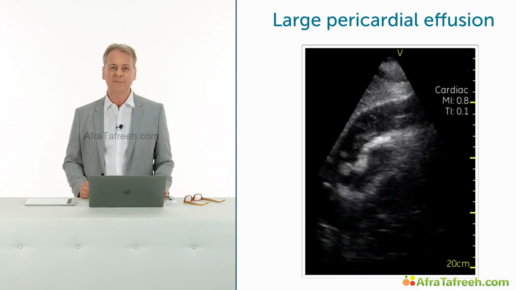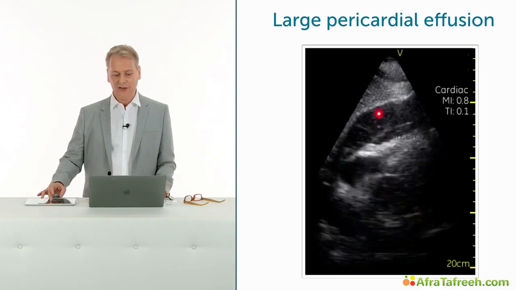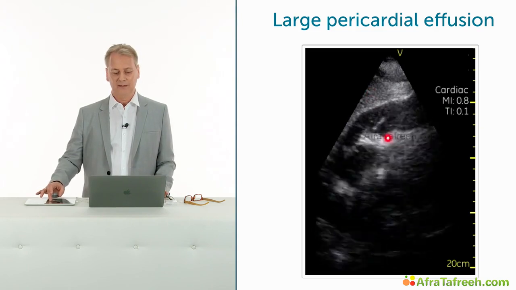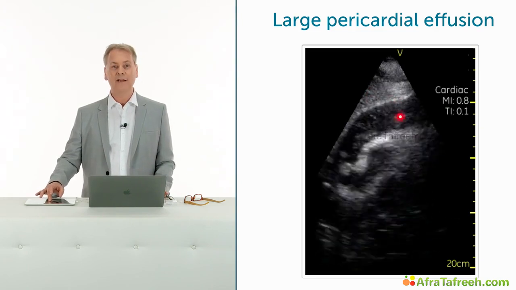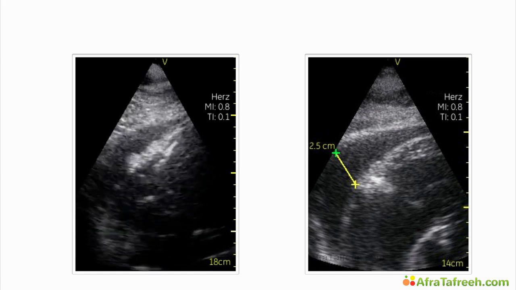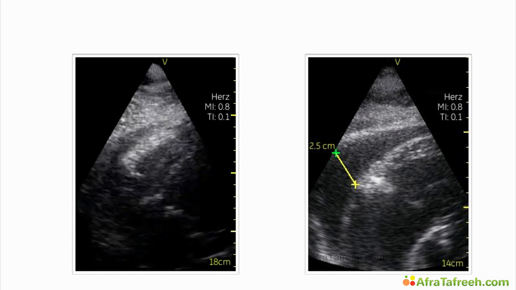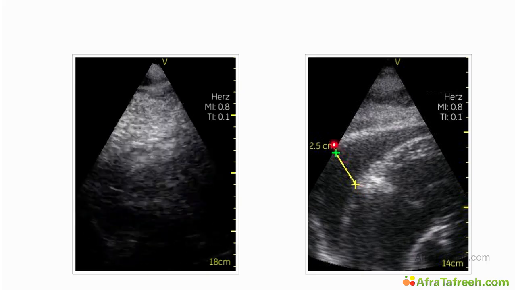Of course, the size of a pericardial effusion can vary greatly. Here's an example of a patient who has a rather large pericardial effusion. Look how broad the echo-free space here is. And we can actually measure the size of a pericardial effusion. We do this at the moment when the heart is largest, in other words, during diastole. Here you see such a measurement that was performed.